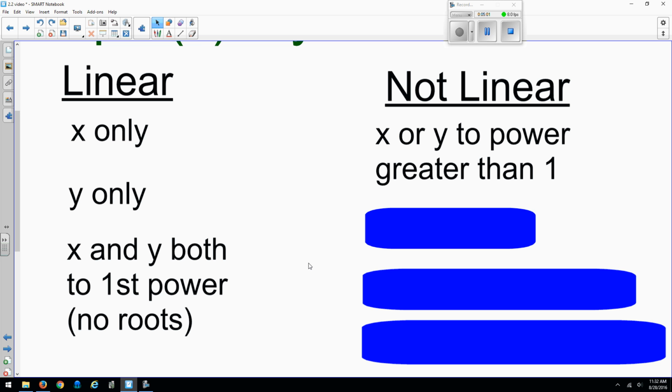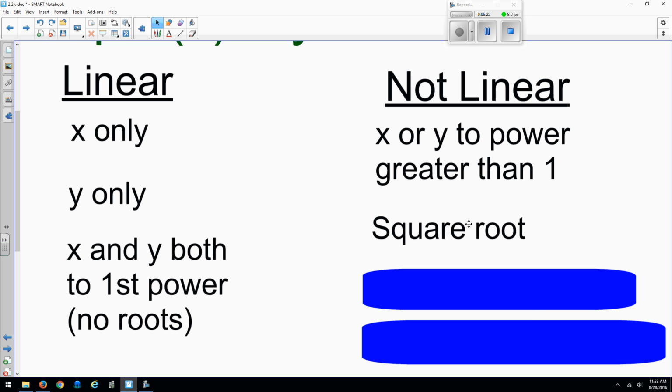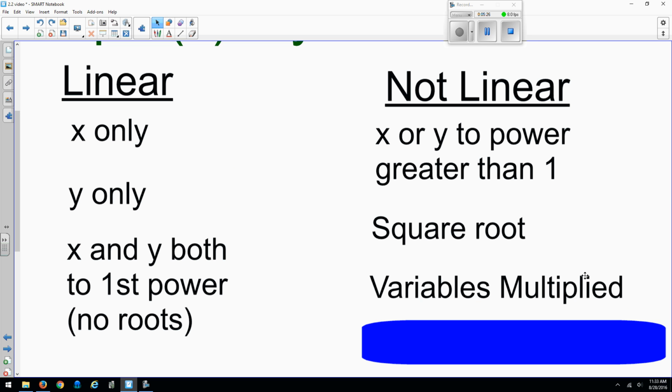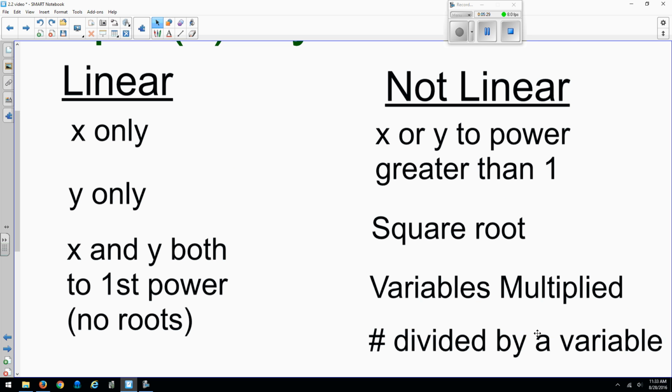Here's another way it's linear. X and Y are both to the first power and there's no roots. Okay, so it's kind of going along with the first two things here. Another way you can look at it is X is by itself and Y is by itself, and it's not being multiplied by each other, and that's coming up in the next few clicks here. It's not linear if there's a square root, not linear if the variables are being multiplied, and not linear if the number is divided by a variable, as we saw in one of the examples.